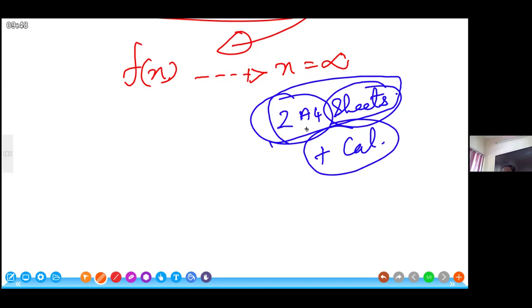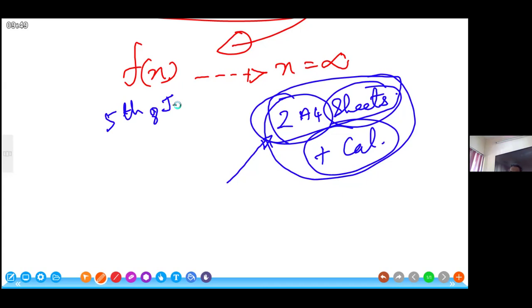ID means if you are already a PGI student, PGI student ID, or otherwise the national ID. Those who are joining with the national ID, bring the national ID. And the examination will be on 5th of January. It has already been scheduled, right? 5th of January.